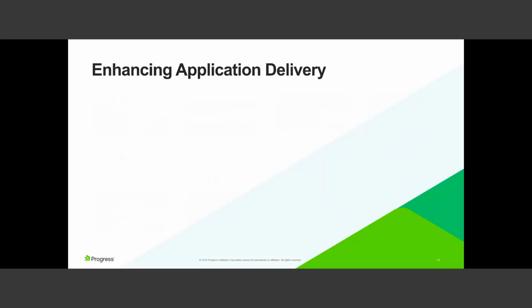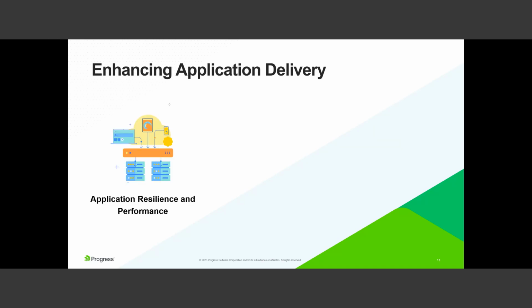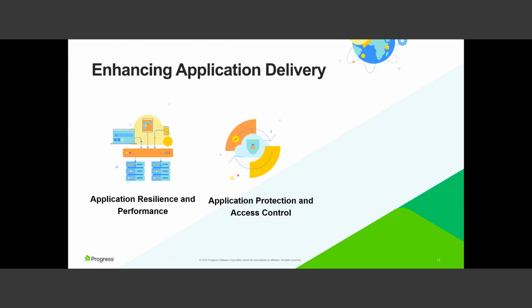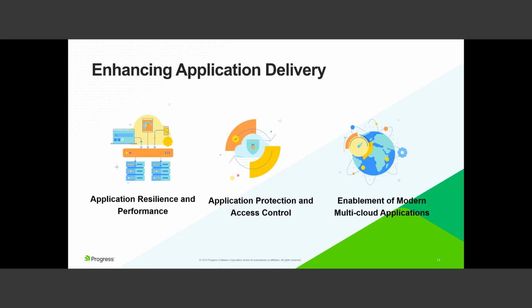So, how is the load balancer enhancing application delivery? We categorize this in three different buckets: application resilience and performance, application protection and access control, and enablement of multi-cloud applications. Let's look into each one of these one by one and see what we mean.